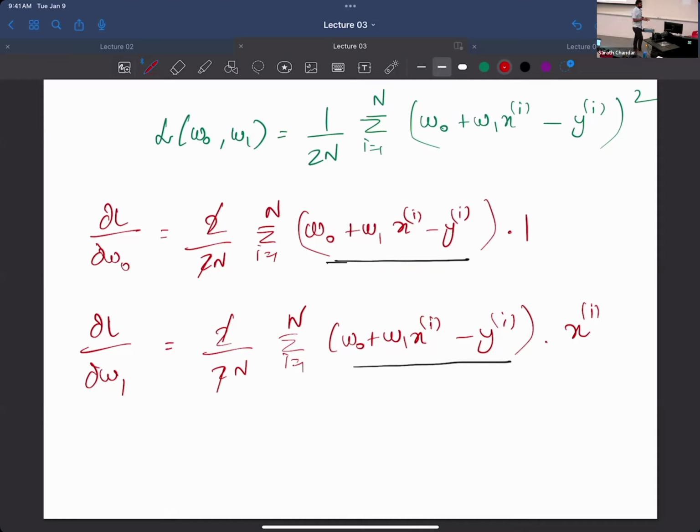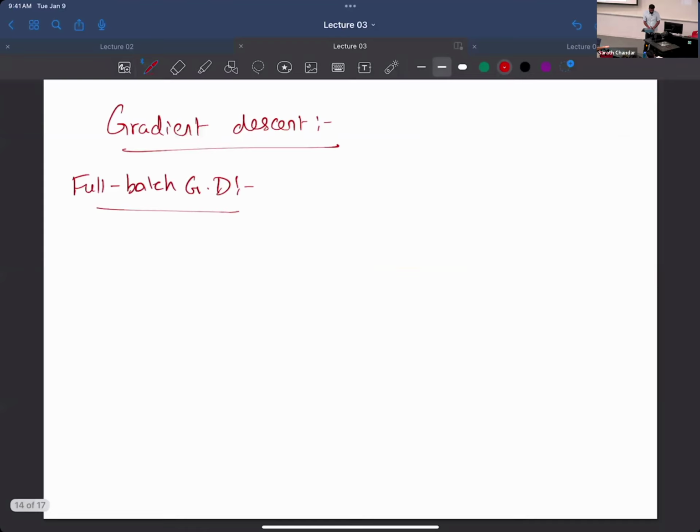I'm not just interested in minimizing the loss for some of the examples. I'm actually interested in minimizing the loss for all the examples in the training set, which means the true function I care about is the summation over n of the error for individual examples. And the true gradient is actually the gradient of this complete loss function, right? So that is what we're going to call full batch gradient descent.